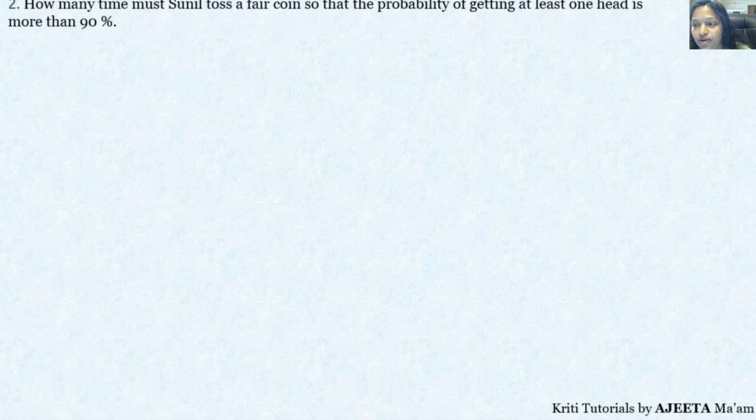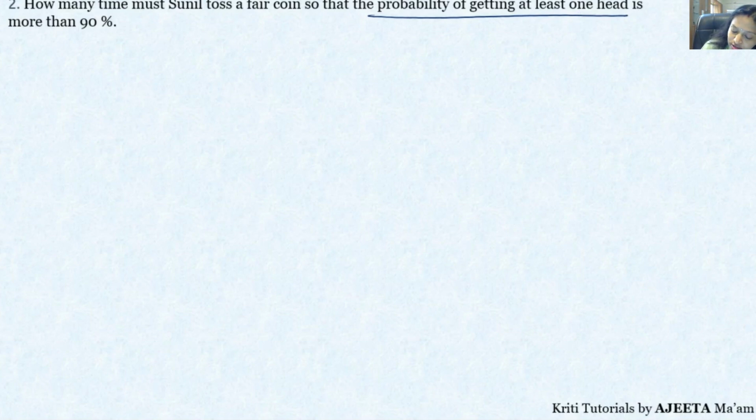Now this is another very good question which is based on binomial distribution, and this type of question was there in board sample paper as well. So how many times must Sunil toss a fair coin so that the probability of getting at least one head is more than 90%? So this is the question which is based on binomial. How do we know? Because जब भी हमारे पास coin के questions होते हैं, they can easily be solved with binomial distribution, क्योंकि probability of success और failure दो ही options होते हैं हमारे पास, and the probability doesn't change with the number of trials. So इसलिए ये binomial का question है.